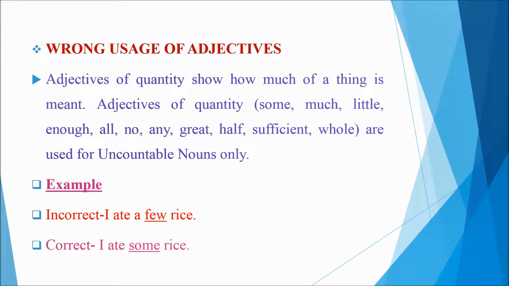Next, we are going to see wrong usage of adjectives. Adjectives of quantity show how much of a thing is meant. Adjectives of quantity, some, much, little, enough, all, no, any, great, sufficient, whole, are used for uncountable nouns only. Here, rice is the uncountable noun, right? So we use the adjective some with it.